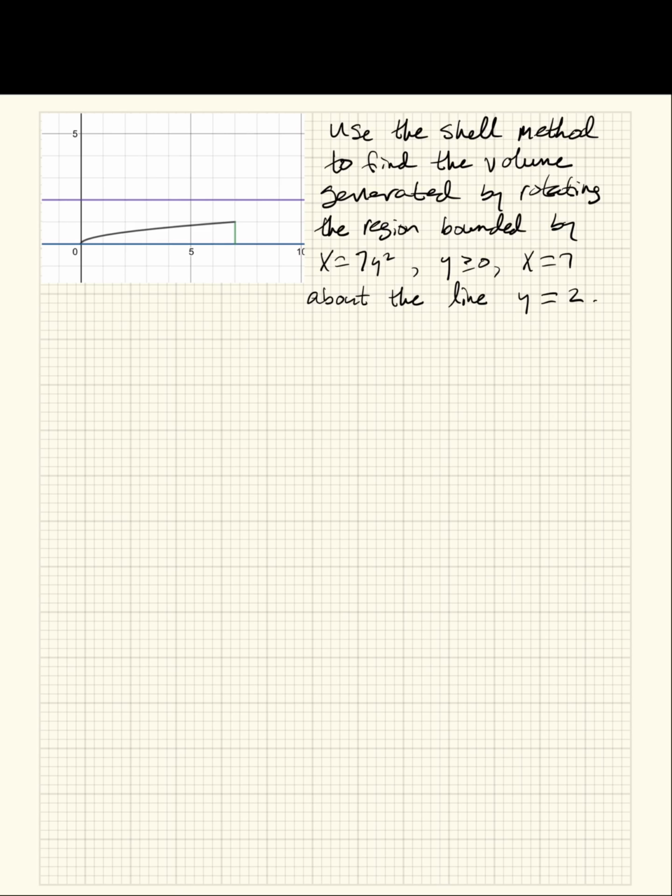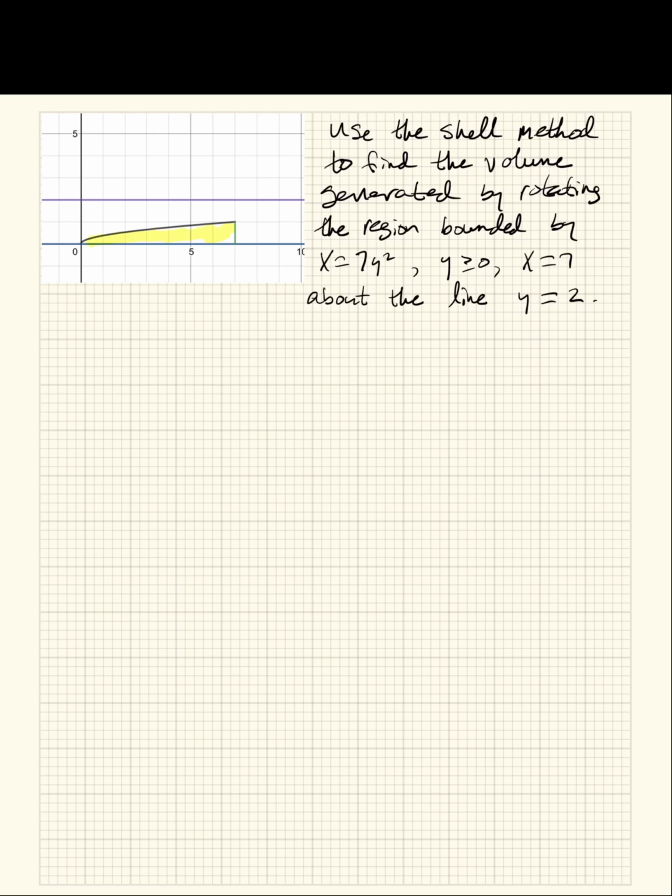We are to use the shell method to find the volume generated by rotating the region bounded by x equals 7y squared, y greater than or equal to 0, and x equals 7 about the line y equals 2. So that region is drawn here, and that region that we are going to rotate would be this region here that's bounded by those constraints.